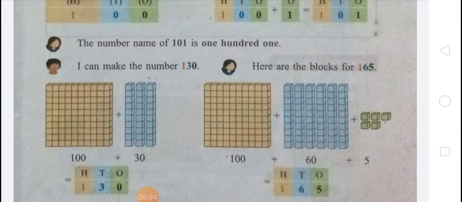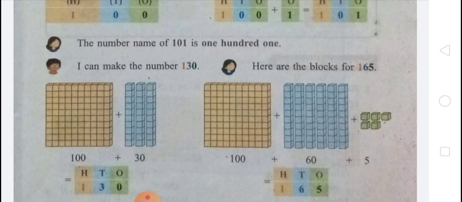Now I can make the number 130. For 130 we have to take one block of 100 and three blocks of tens. That means 100 plus 30, which is 130. In 130, 0 is on the ones place, 3 is on the tens place, and 1 is on the hundreds place.